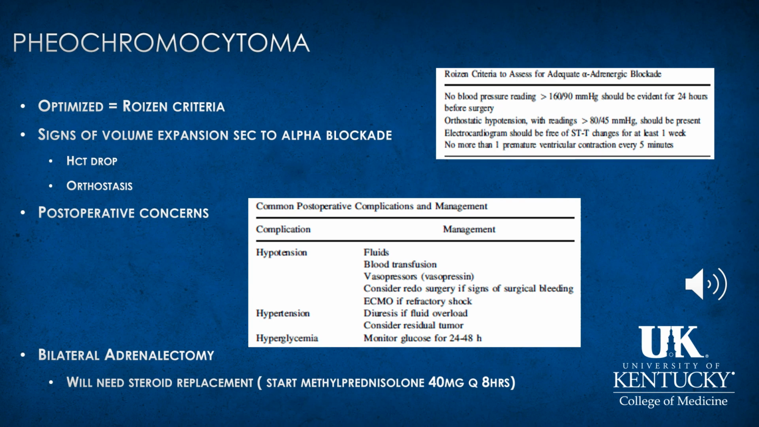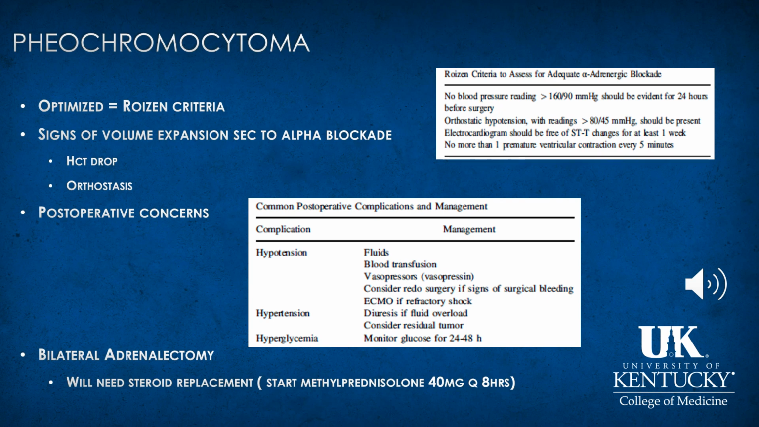The patient undergoes pheochromocytoma resection, and then you have some post-operative concerns. Obviously the tumor is removed, so you don't have your endogenous catecholamine storms anymore. This patient is at risk for developing hypotension. So fluids, blood transfusions, vasopressors, and obviously rule out if there's bleeding.